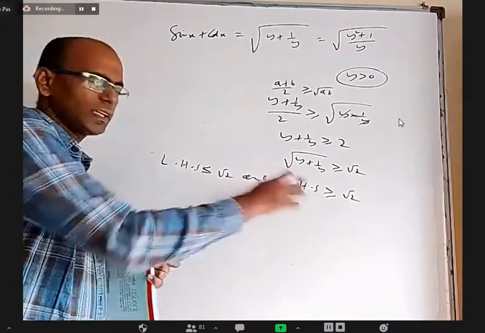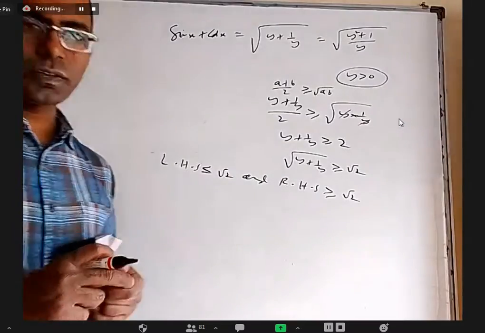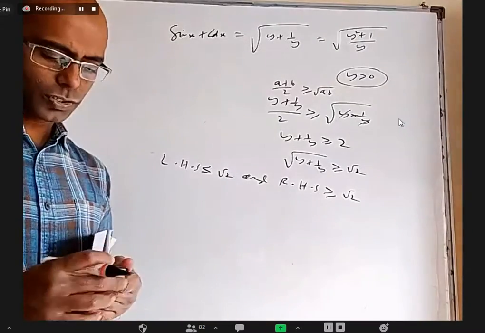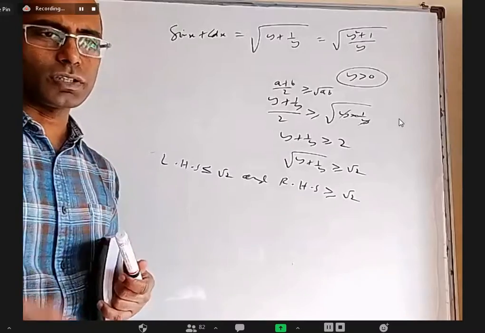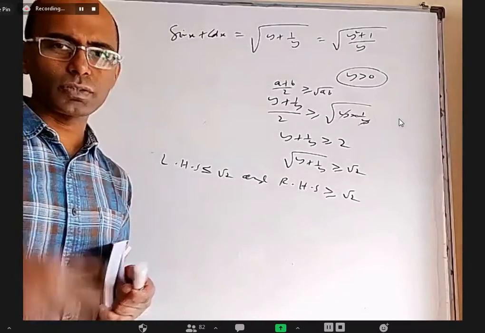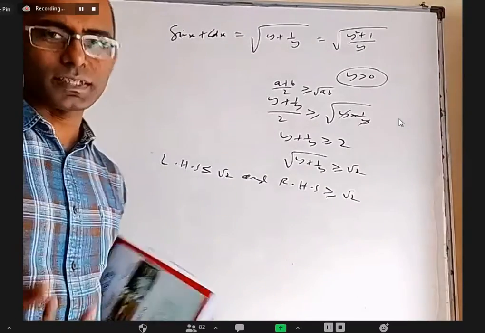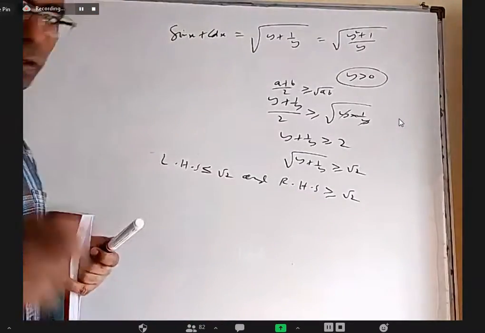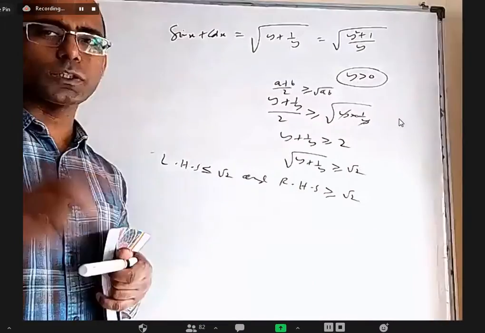Otherwise, if this is not happening, that at root 2 only they are equal, otherwise there is no chance. This will have infinite solutions. You take y equal to 1, you will get one solution, y equal to 2, another solution, y equal to 3, another solution, y equal to 5, another solution. So it will be infinite sets. But if you want to get a few values, it's only possible for the extreme value.